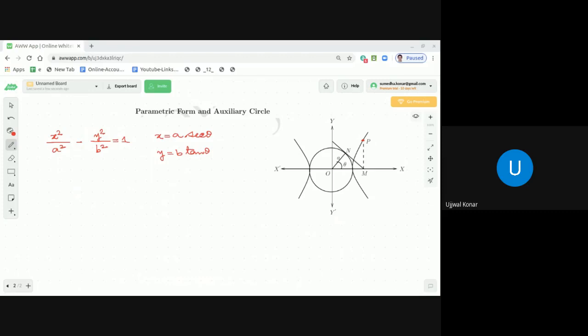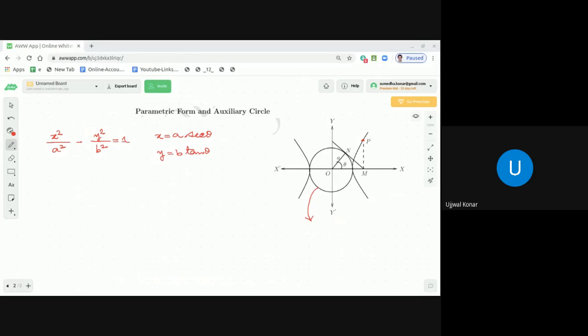Now you may have a question, sir, what is that theta? Theta is a parameter, but exactly in context to our discussion, what is the geometrical significance of theta? To understand the geometric significance of theta, you consider this circle, that is called the auxiliary circle. So auxiliary circle is what, dear students? So this is a circle, and that circle is known as the auxiliary circle.